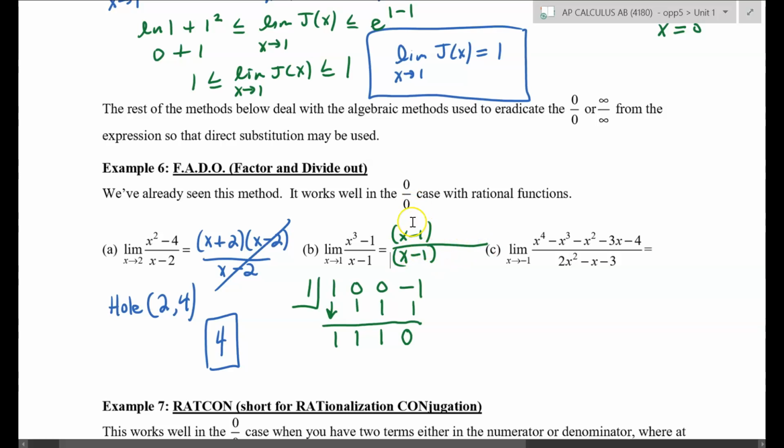Now, what was the result when I factored it? Well, it was this, right? How do you read this? This is 1 x squared. This is 1 x, and this is plus the constant, right? And that's the remainder. Okay. So, does this limit exist? Yes, it does, because there's a hole in the graph. Where's the hole? At 1, 3. So the limit is 3.